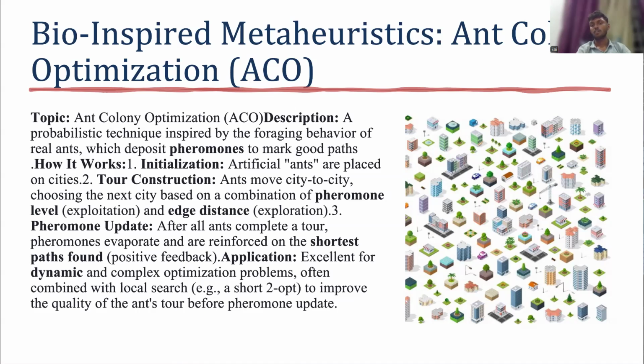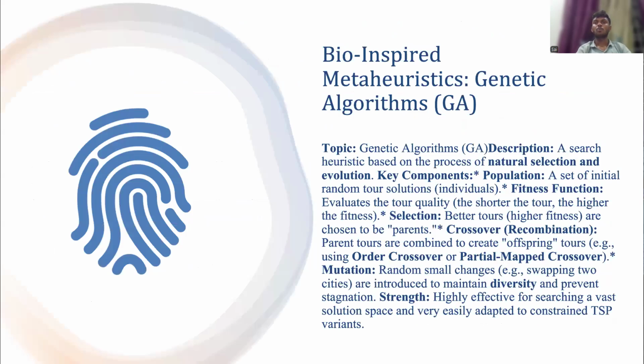Positive feedback. Application: excellent for dynamic and complex optimization problems, often combined with a local search. Example: a short 2-opt to improve the quality of the ants' tours before the pheromone update. We are going to the next slide.